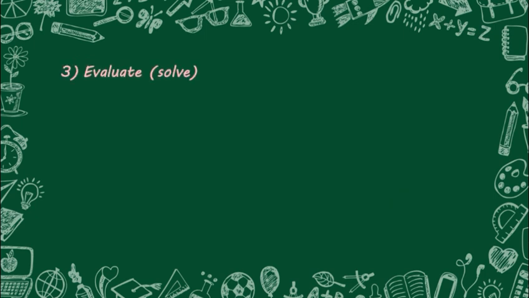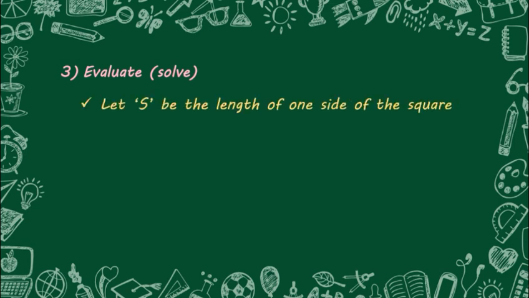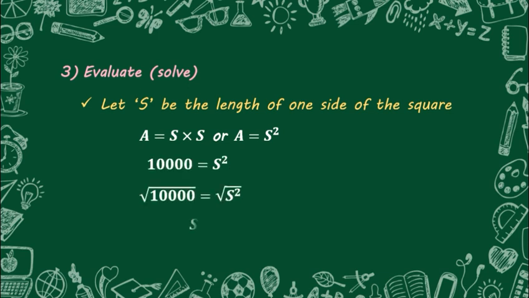The third step, evaluate or solve the problem. From the properties of the square, we know that all the sides of a square are equal. Let S be the length of one side of the square. We know that the formula of area is A equals S times S, or S squared. From that formula, substitute the area of the square park. Then, take the square root on both sides. We get the result of 100 meters.